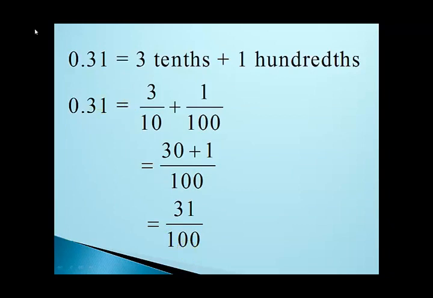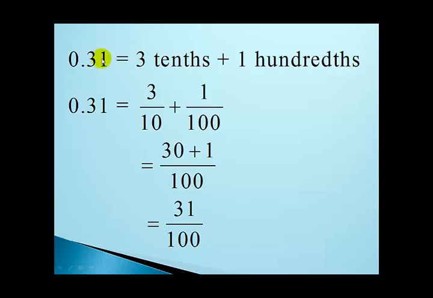Now for example, from 0.31, we can see that we have 2 digits after the decimal point. The first digit is 3, and 3 is occupying the 10th position. So 0.31 will be equal to 3/10 plus 1, which is occupying the 100th position. That's the second digit after the decimal point.